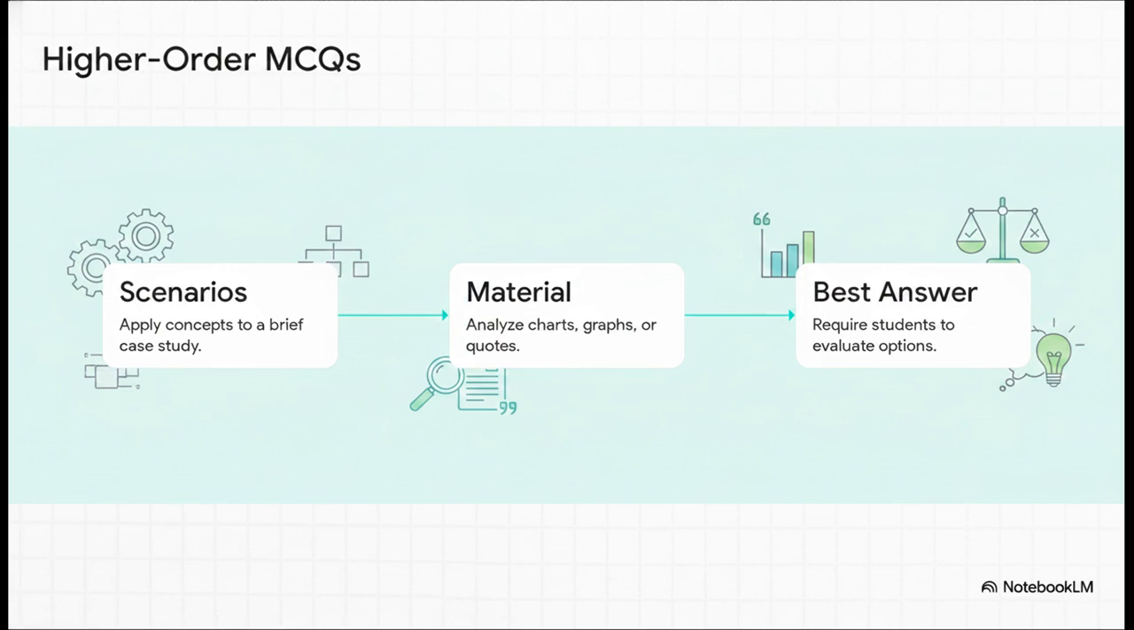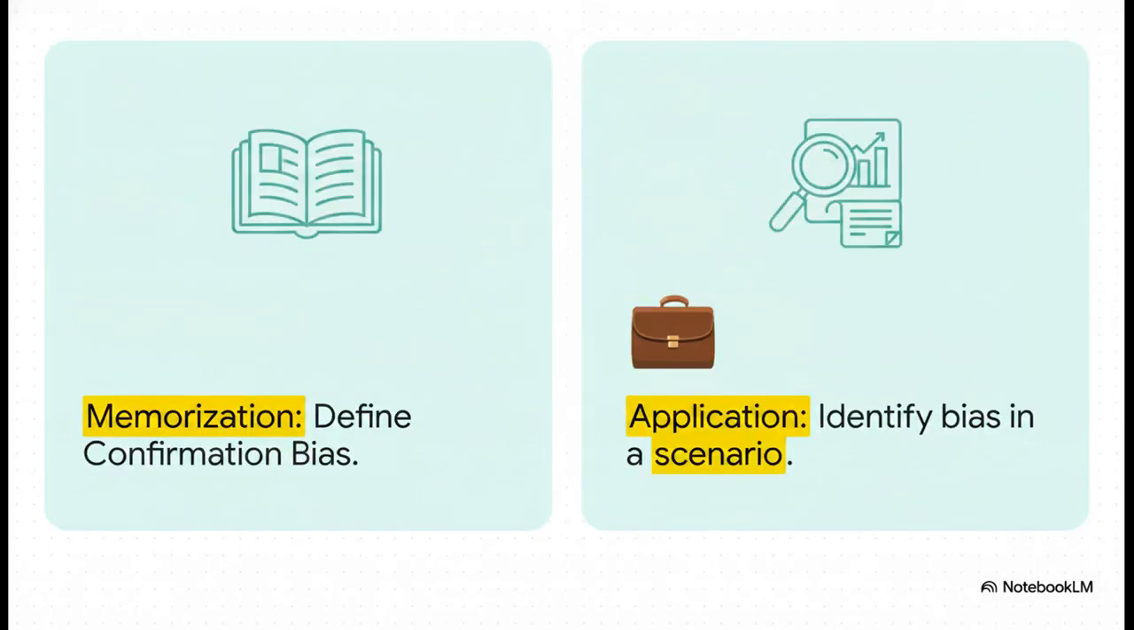Number 1, scenarios and case studies. 2, interpretive material, like charts or quotes. And 3, asking for the best answer. Let's see how this transforms a real-world question.